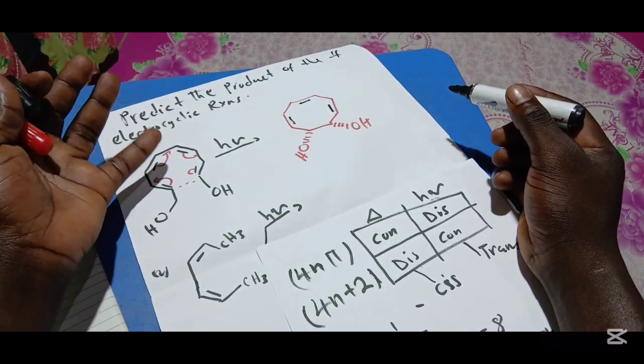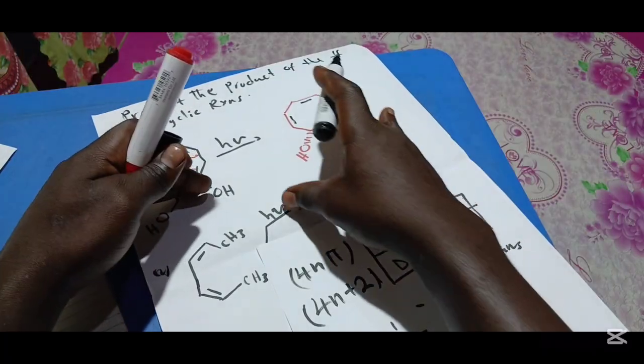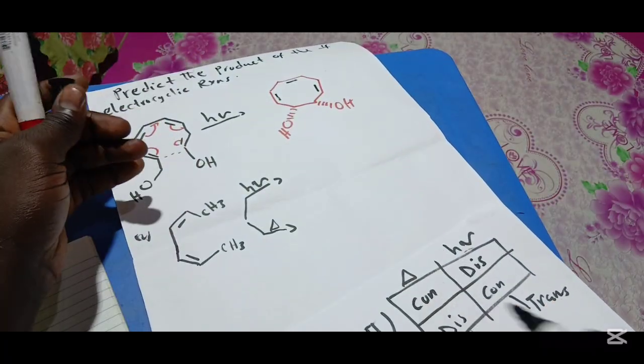So we have 4 bonds, and our product is going to contain 3 bonds. One of the bonds is converted to a sigma bond. So that's how we can do it. That is the answer for this question. And now let's look at this.